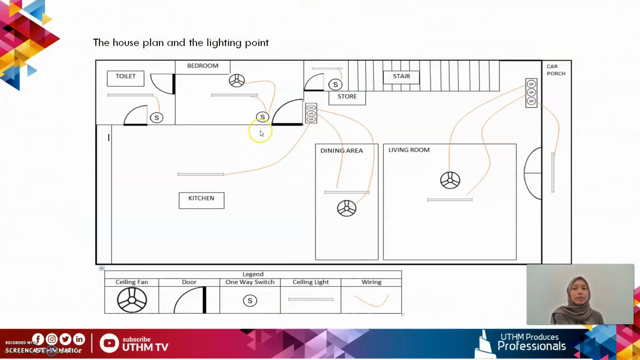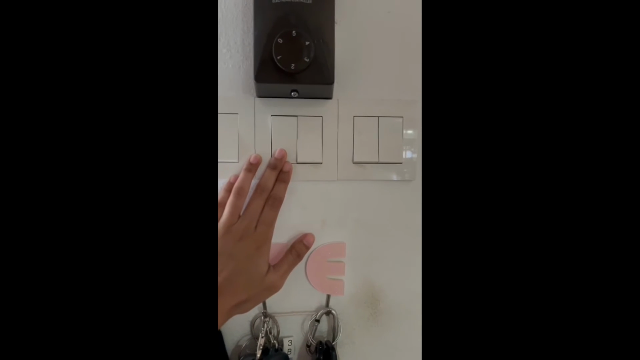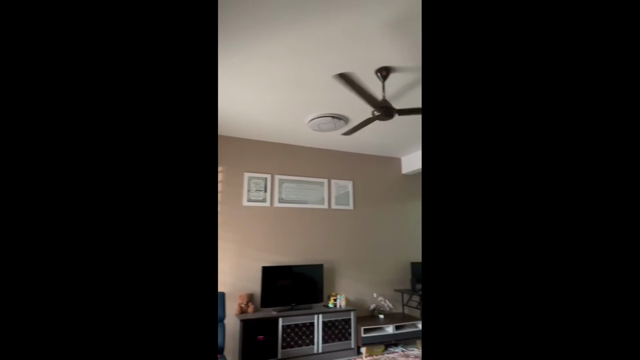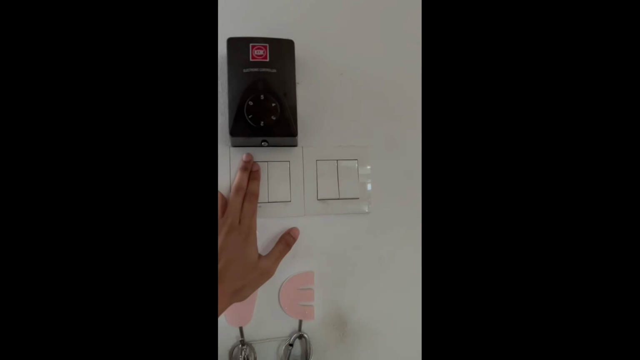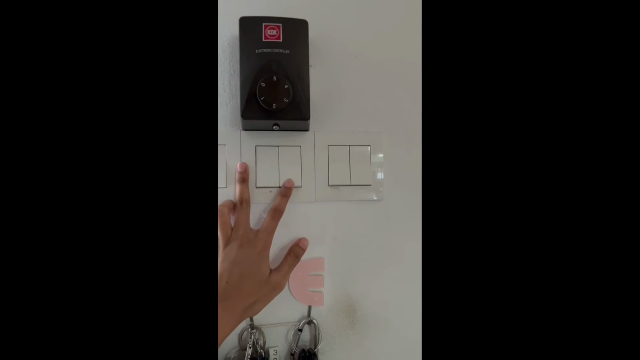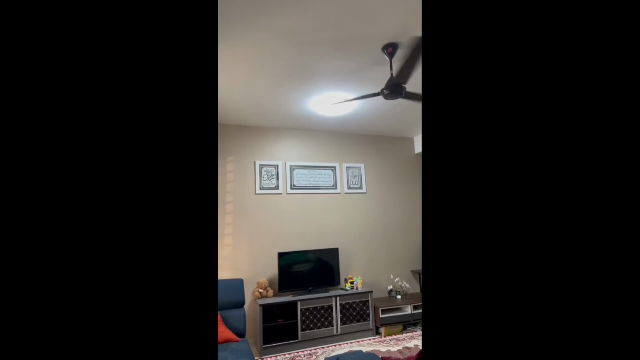So this is my house plan and lighting points, same as the previous lab, and there are 7 lights, and for this house there is no two-way switch. This is a one-way switch in my house. When I turn on this switch, the fan will turn on. When I turn on this switch, the lamp will turn on.